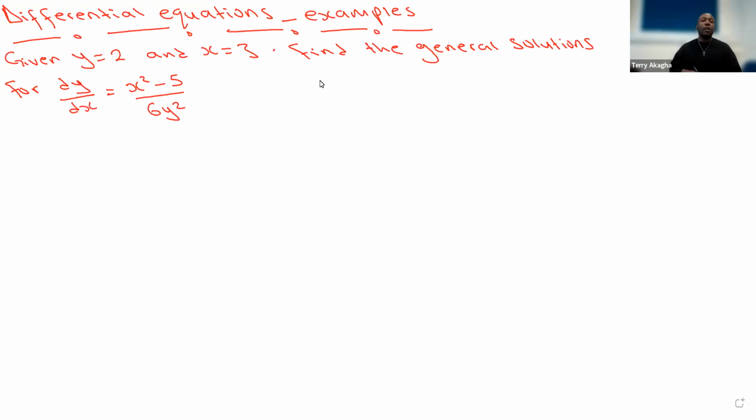All right, so let's assume we have this question on the board, where we have y equal to 2 and x equal to 3, and they say find the general solution for this. Now, this is a differential equation. You can see because we have the dy over dx as well as the x function and the y function here.